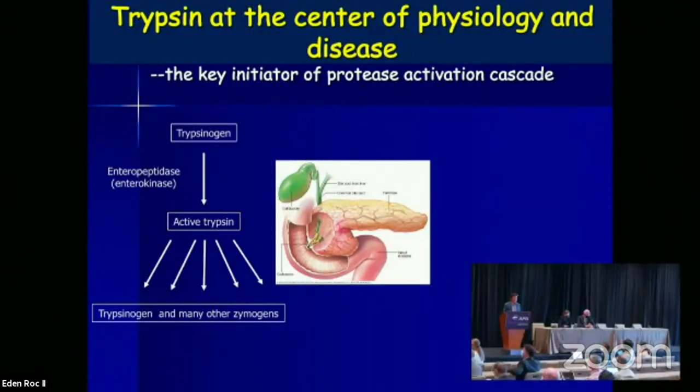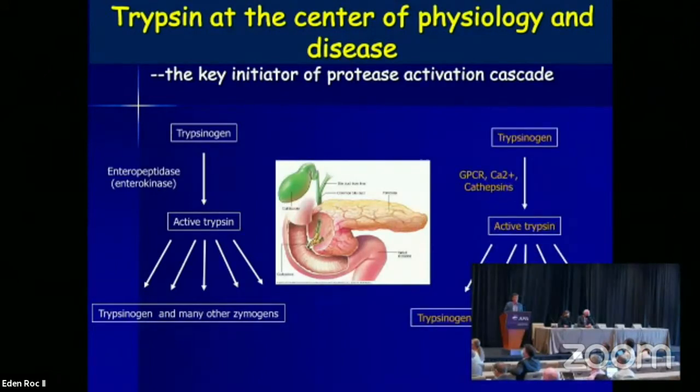That's the normal physiological condition. But pathologically, in the pancreatic acinar cells, trypsinogen can be activated by lysosome cathepsins. And once trypsinogen is activated in the pancreas, it basically activates the same cascade as in the duodenum. But unfortunately, it will cause pancreatitis because it's the wrong location, wrong time.